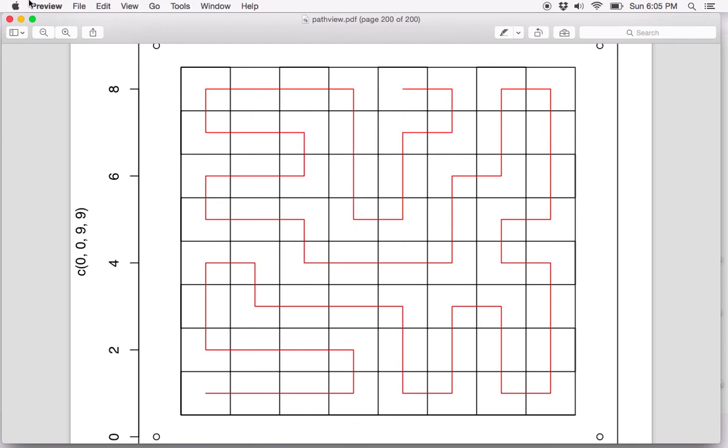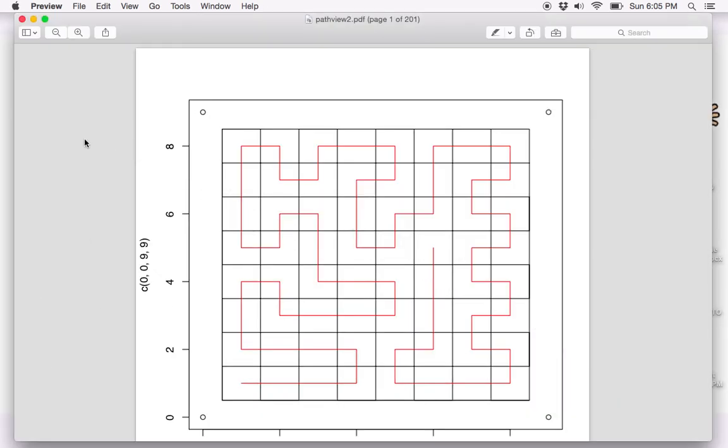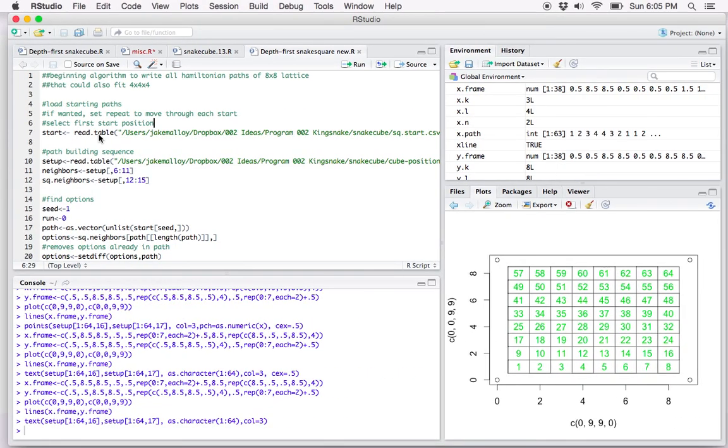Okay, so there were 200, and there are more, but I'm not going to go into that. And I haven't made a PDF of all the paths that I have, because that's not that interesting to me. Okay. So yeah, that's basically it.